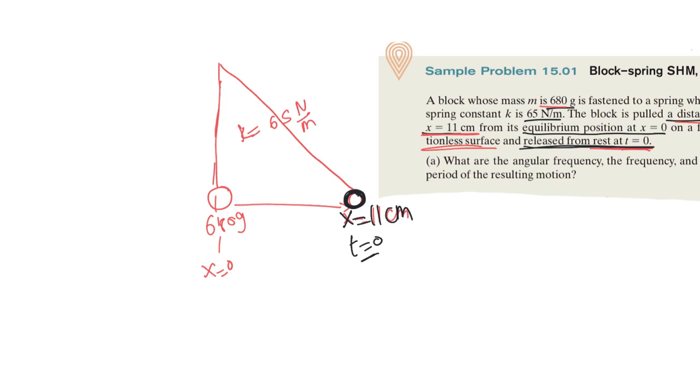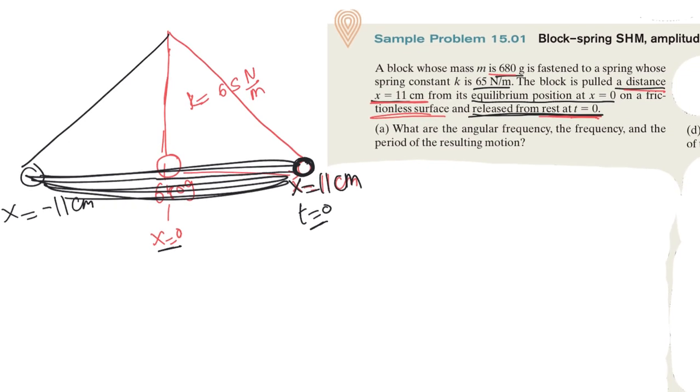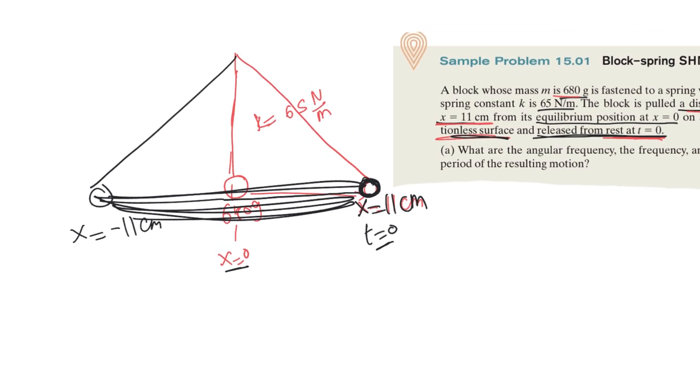So the block when it's released will move in a simple harmonic motion. How? It will go like that, come to the reference point 0, and then go here to x equal to minus 11 centimeters, and will go again like that, right and left, right and left. And here they say a frictionless surface, that means the motion of the block will not be damped. Why? Because there is no friction, so it will move in a simple harmonic motion like that.